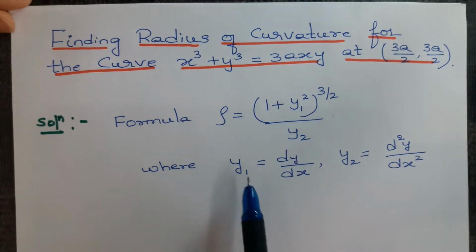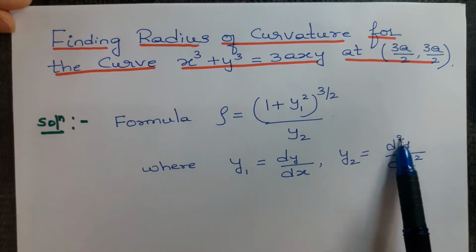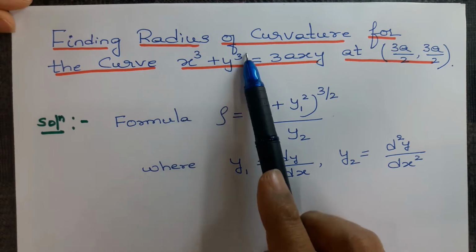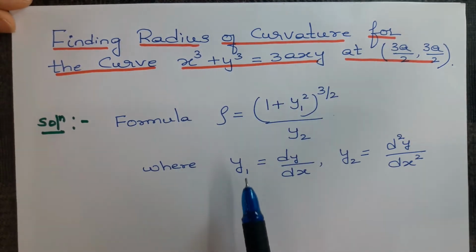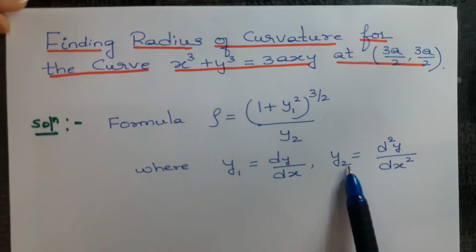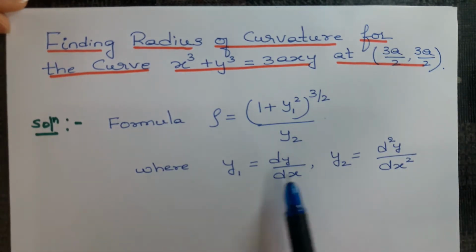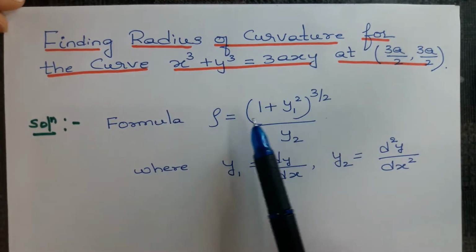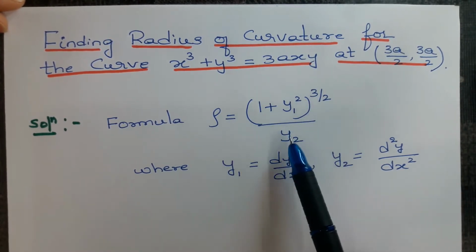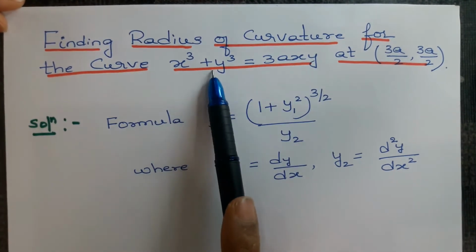So what is y1 here? y1 is dy by dx and y2 is d square y by dx square. For the given problem x cube plus y cube is equal to 3axy, we have to find the value of y1 and the value of y2 at the point (3a/2, 3a/2). Substitute the values of y1 and y2 into the formula rho is equal to (1 plus y1 square) to the power of 3 by 2 divided by y2 and simplify. That gives the radius of curvature for the given Cartesian curve.